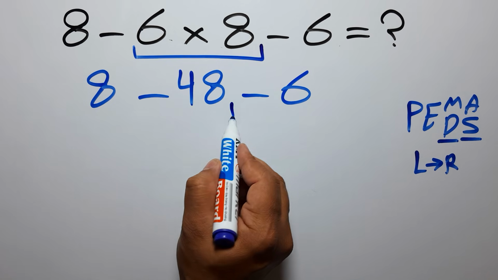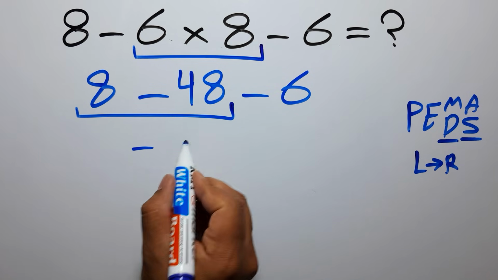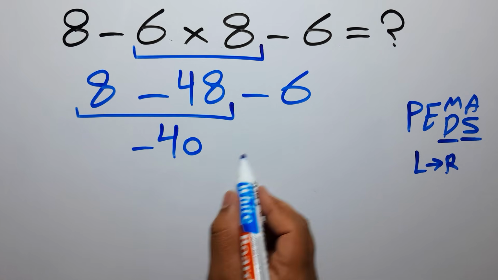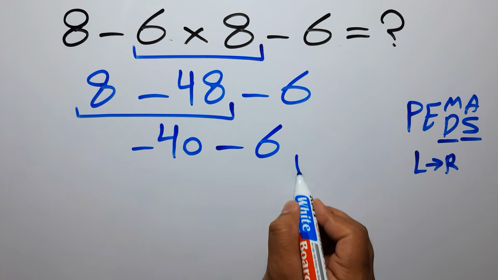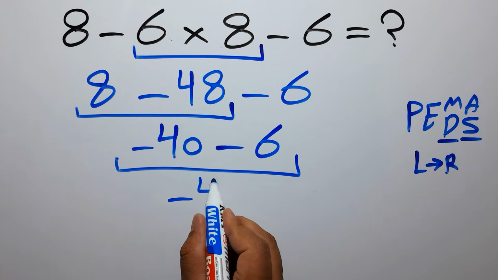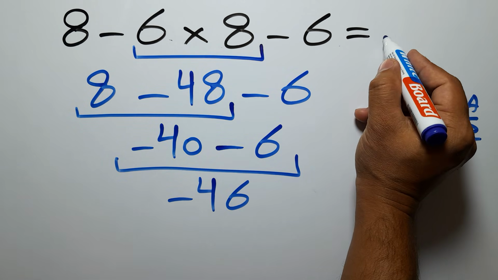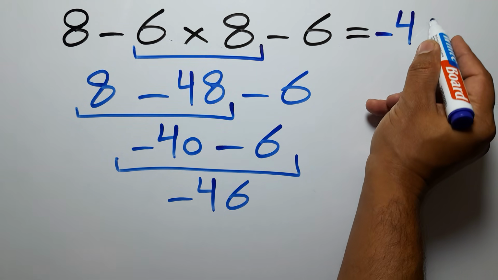8 minus 48 gives us negative 40. So we have negative 40 minus 6, which equals negative 46. And this is our final answer to this problem. The correct answer is negative 46.